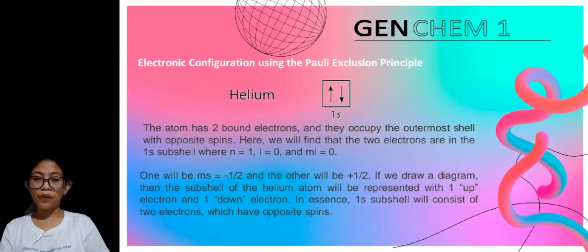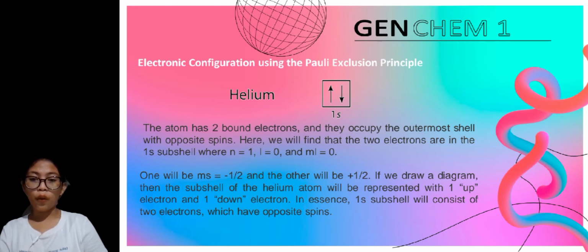For example, we can take a neutral helium atom as a common Pauli exclusion principle example. The atom has two bound electrons and they occupy the outermost shell with opposite spins. Here we will find that the two electrons are in the 1s subshell where n is equal to 1, l is equal to 0, and ml is equal to 0. Their spin moments will also be different. One will be ms equal to negative 1/2 and the other will be positive 1/2.